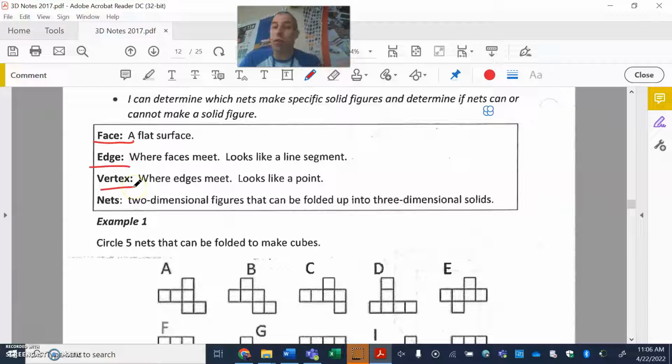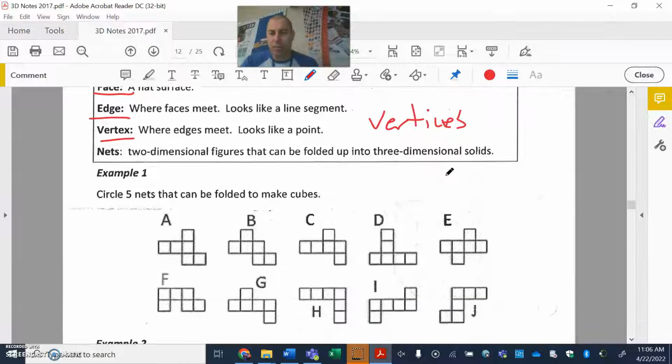All right, the plural form of vertex is vertices. I think I spelled it right, but the main thing is we don't say vertexes. We have vertices. But yeah, nets are shapes that fold up. We're going to get into those definitions in a moment, but let's look at this first example.